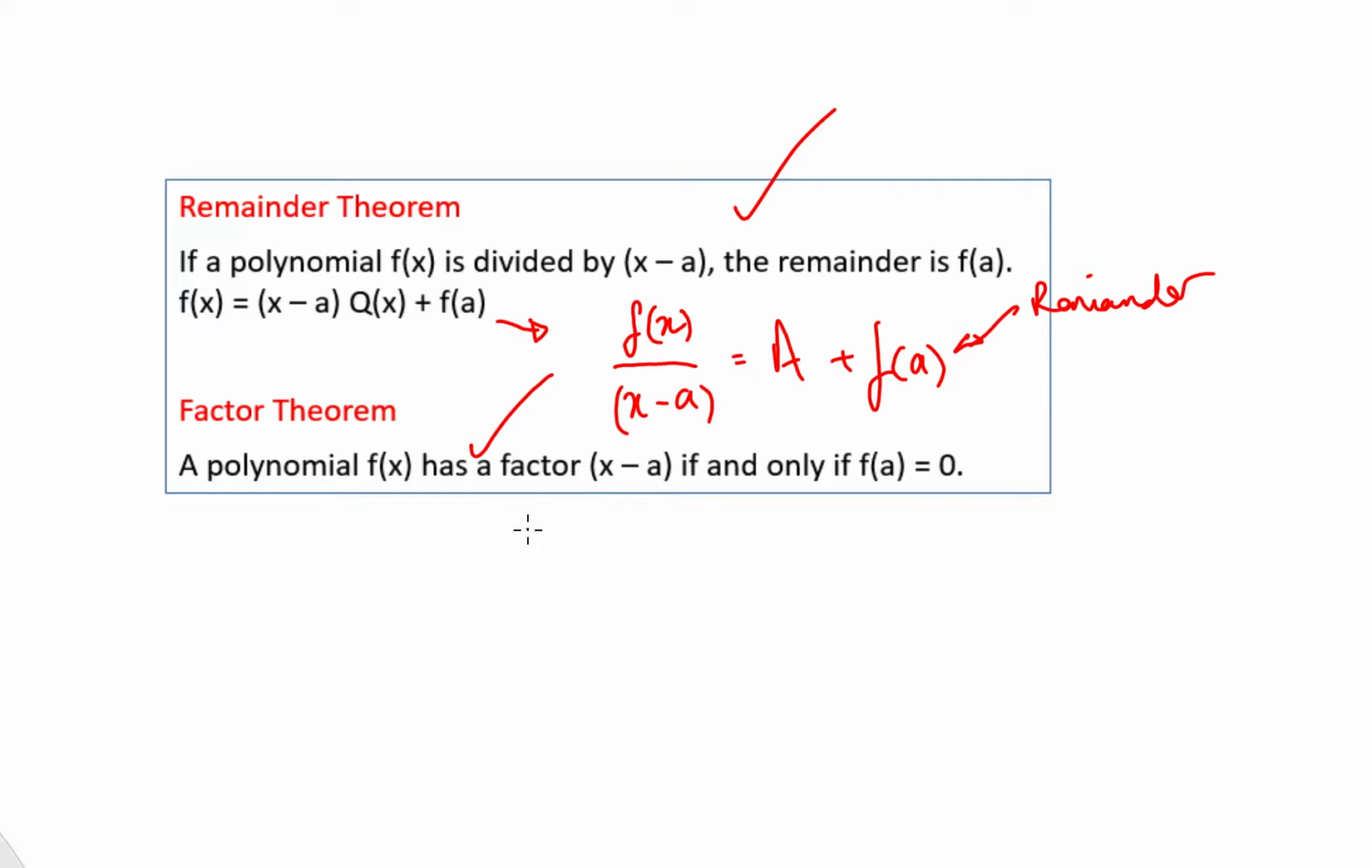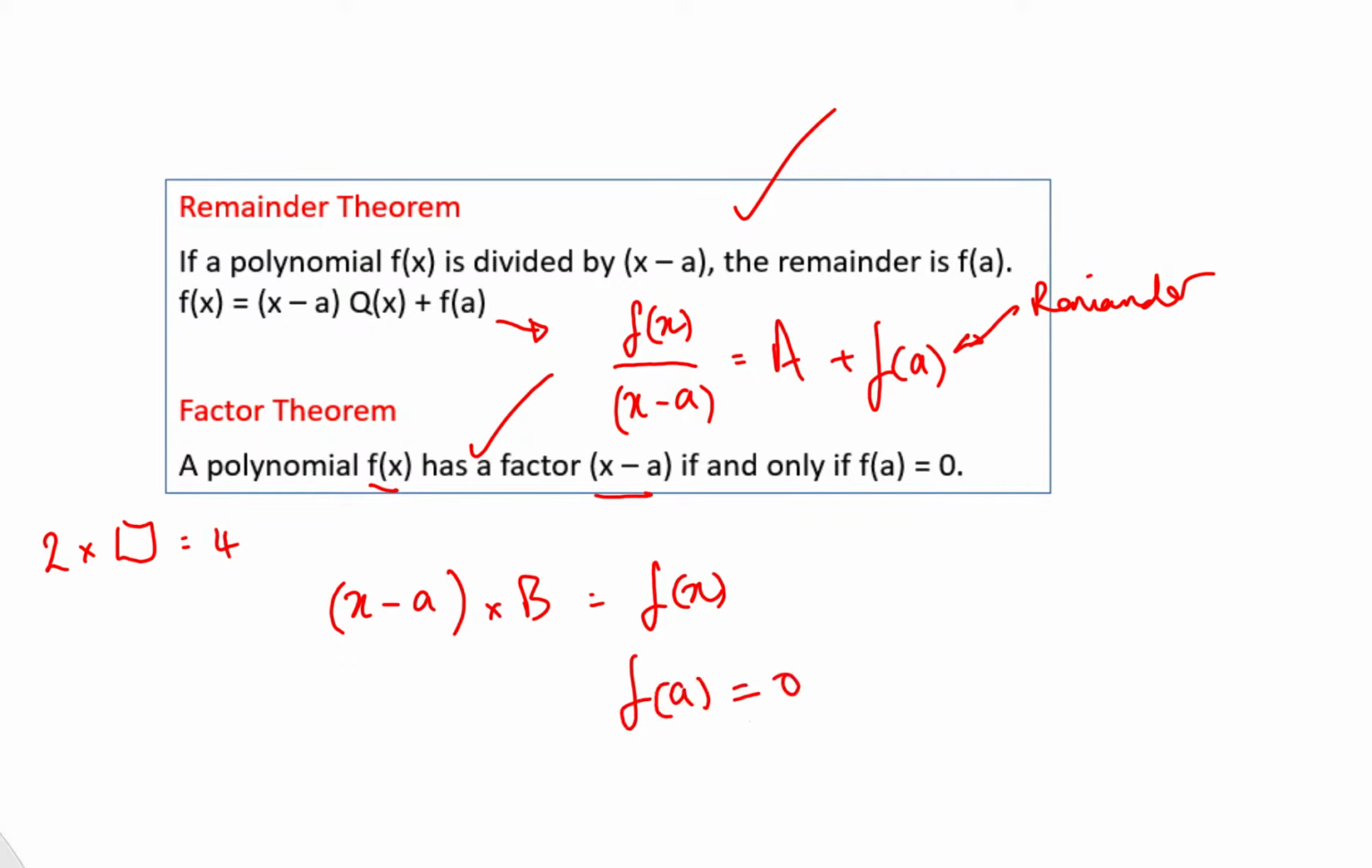So the factor theorem is just another theorem stating that a polynomial f of x has factor x minus a if and only if f of a equals 0. So if a polynomial f of x has factor x minus a, we know that x minus a times something is equal to f of x, right? That's the definition of something being a factor. 2 is a factor of 4, so we know 2 times something is equal to 4. x minus a is a factor of f of x, so x minus a times something is equal to f of x. This is the case if and only if f of a equals 0.